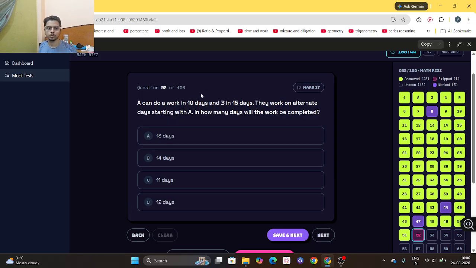A can do a work in 10 days and B can do the same work in 15 days. They work on alternate days starting with A. Total work is 30 units. A can do how much work in one day? 3 units. B can do in one day 2 units. They work on alternate days starting with A. How many days will the work be completed in?